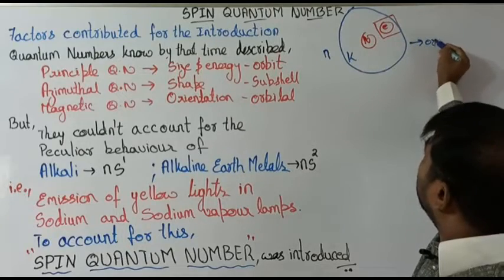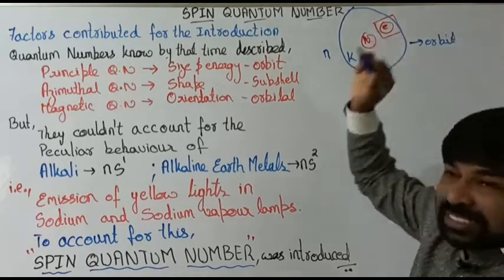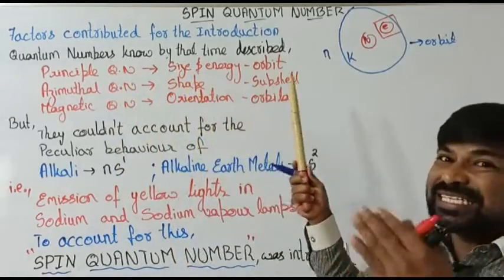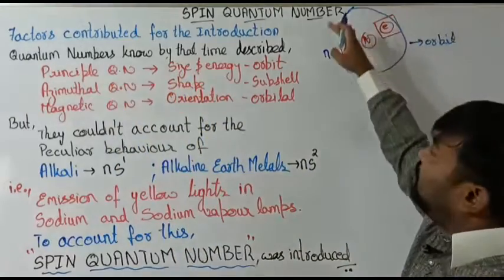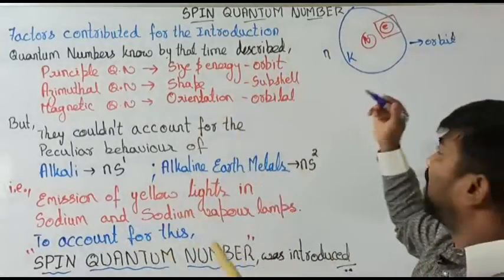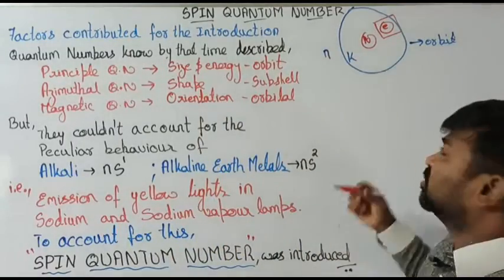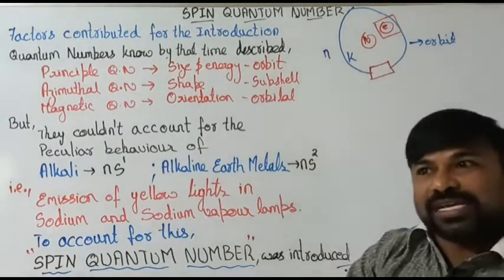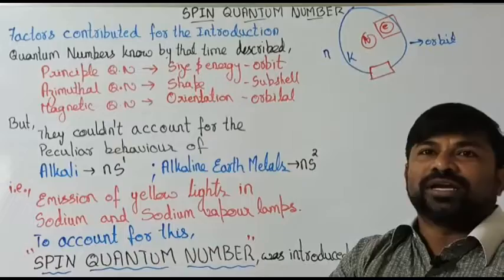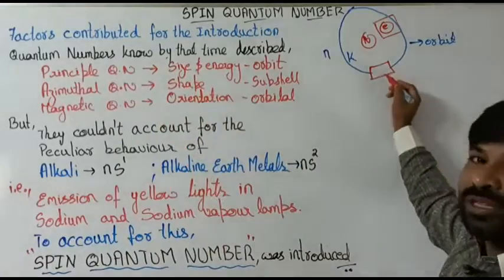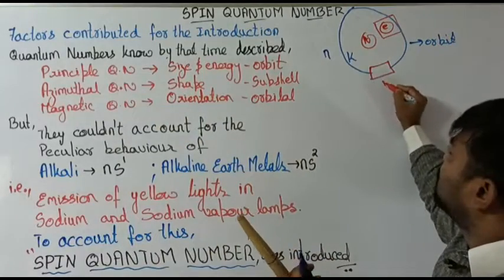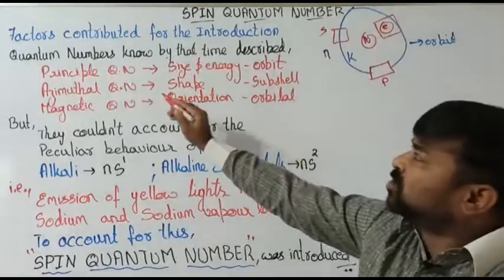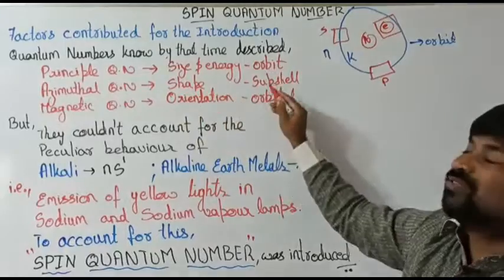This is nothing but the orbit. We know this. The second one, the azimuthal quantum number, spoke about the shape of the subshells. The orbit is the main part, and in that we have shells and subshells. We know s as the first, then s, p, d, f. The azimuthal quantum number is talking about the subshells. Let us take this as a p, for example, and the earlier one as something like s. So the azimuthal quantum number spoke about the shape of the subshells.